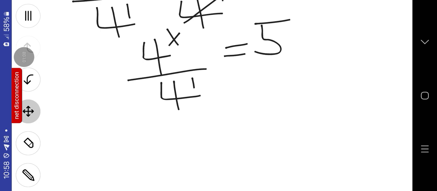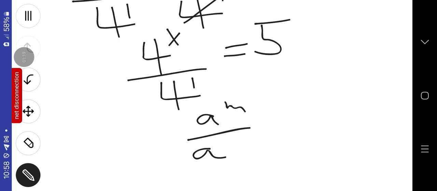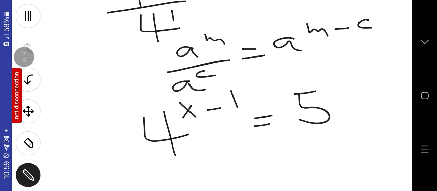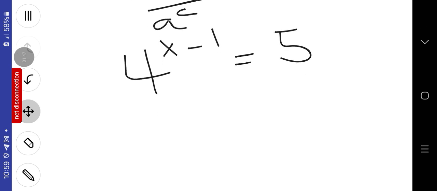Now we can apply the quotient rule. Before we apply it, let's quote the rule. If you have a exponent m divided by a exponent c, you're going to have a exponent m minus c. Can you see that? Now you can use other letters in the equation. I'm using a, m, and c, but you can use other letters as well. Now the equation is going to be 4 exponent x minus 1 is equal to 5. So this is what we have now.